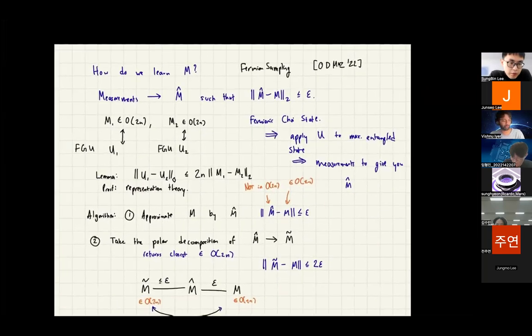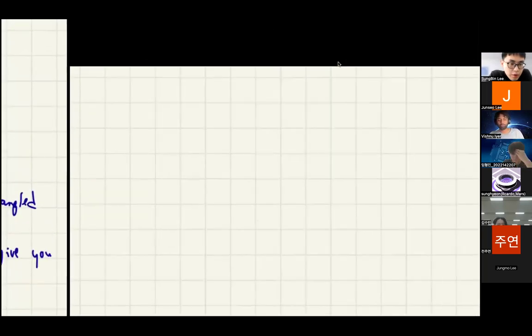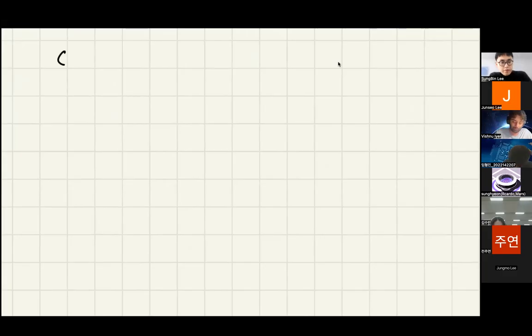Okay, so we're running short on time. Now I'm going to talk about the generalization: T-doped fermionic Gaussian unitaries.